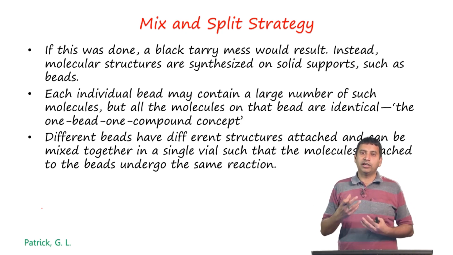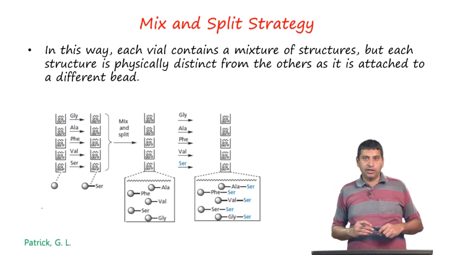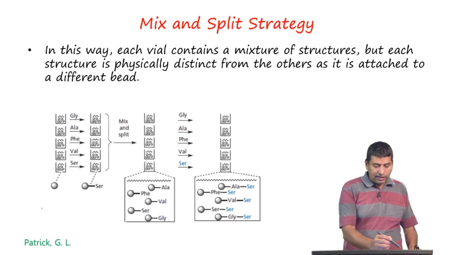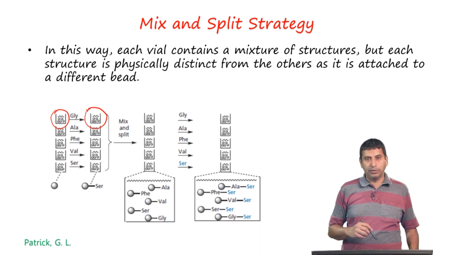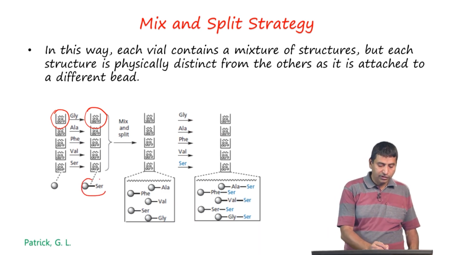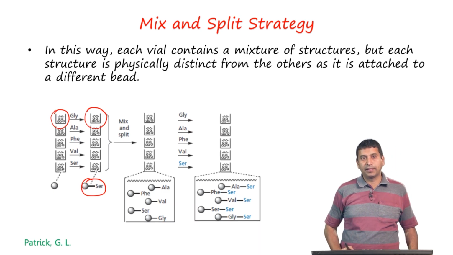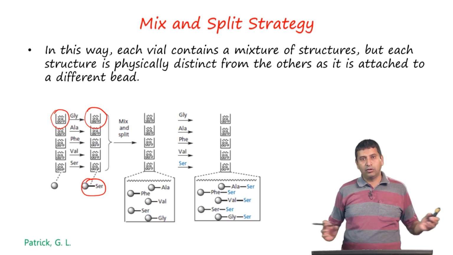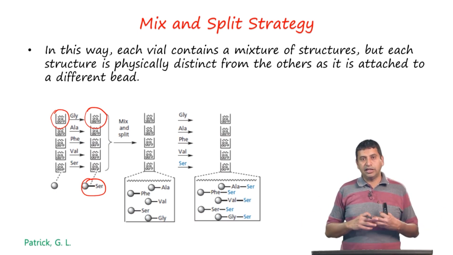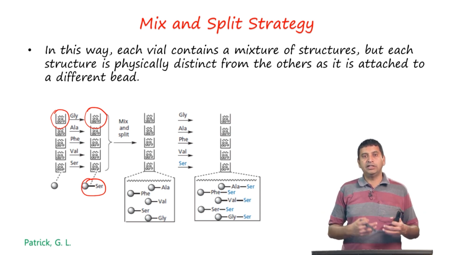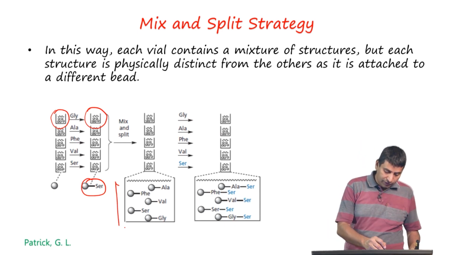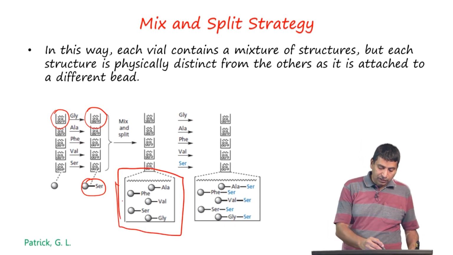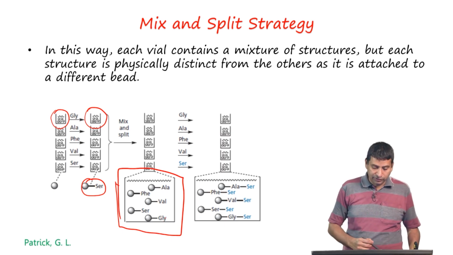Okay. And then therefore, different beads will have different structures attached, and then can be mixed together in a single vial, such that the molecules attached to the beads undergo the same reaction. Okay. So, we will look at this in a little bit more detail now. So, let us say I have a set of beads where I couple and produce the glycine bead. Okay. So, each of these vessels contains, for example, a serine bead. Then what I do is I mix all of these. Okay. So, I mix the beads containing serine with the beads containing glycine, with the ones that contain valine, with the ones that contain phenylalanine and alanine, and so on. So, each of these vessels contains a mixture of these starting materials.